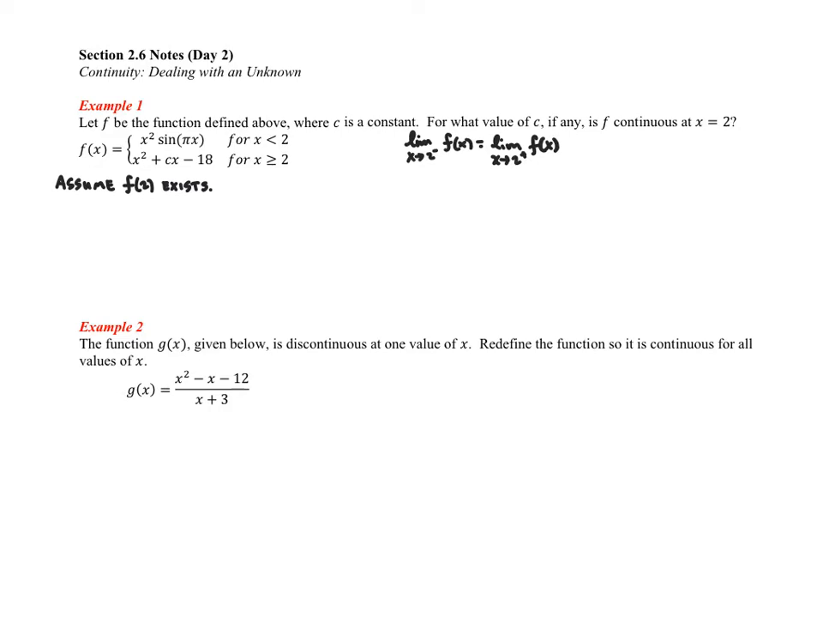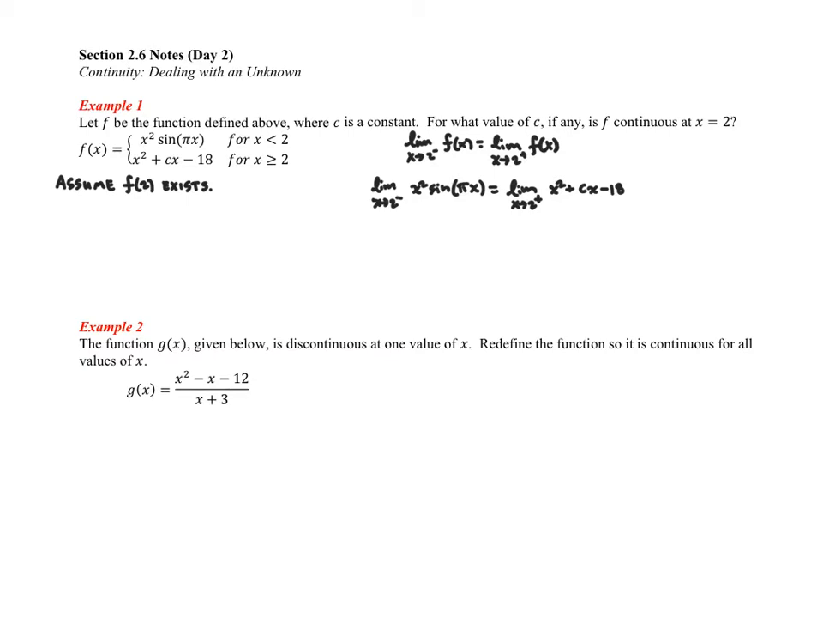So the function coming from the left for f of x is the limit as x approaches 2 from the left of x squared sine of pi x, and the limit as x approaches 2 from the right of f of x is going to be x squared plus cx minus 18. So what we're looking to do is make sure that these limits are equivalent. Okay, so what we have to do is evaluate with a direct substitution.